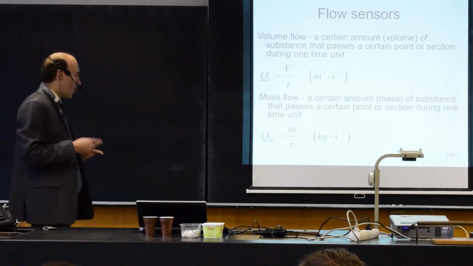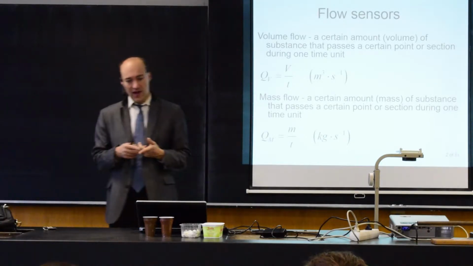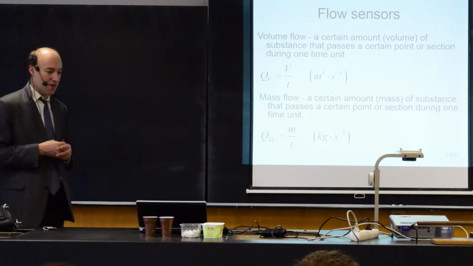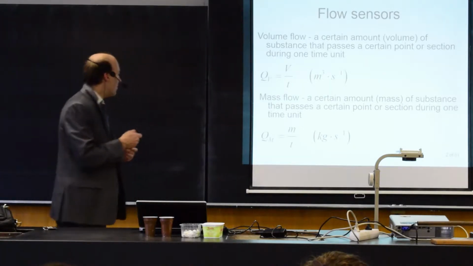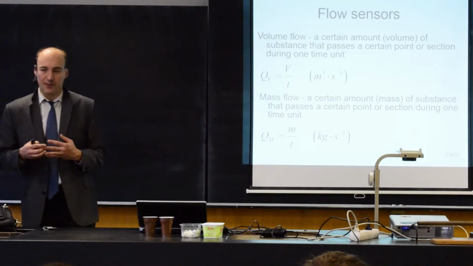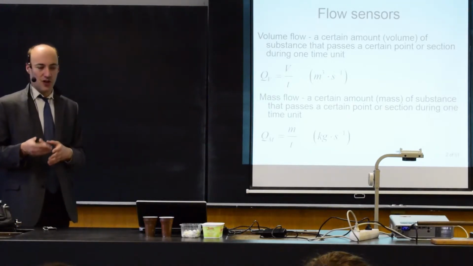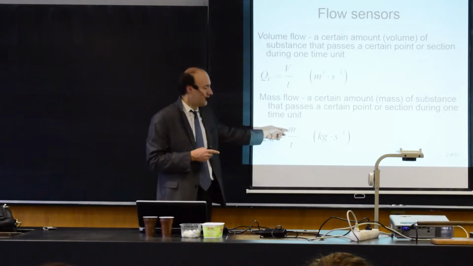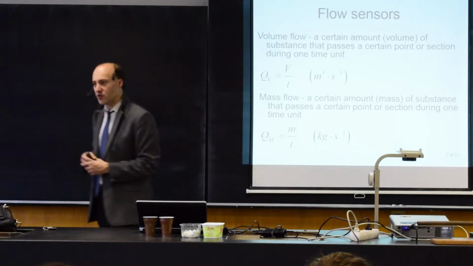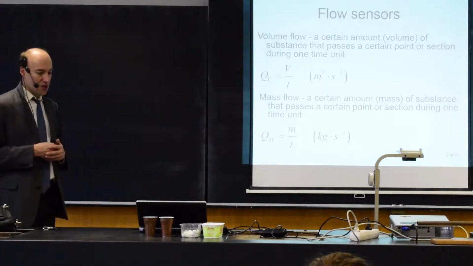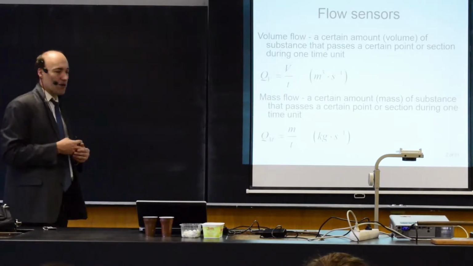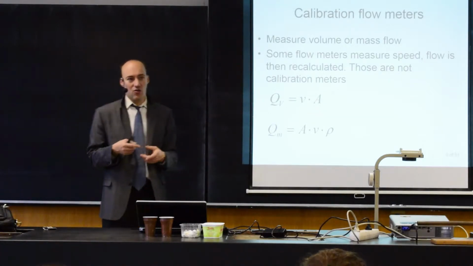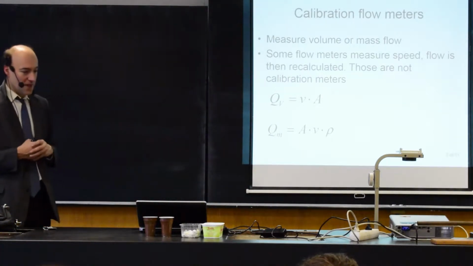So first of all, volume flow is defined as some amount of liquid or fluid that flows through some given area, but this amount is given as a volume. So for example, cubic meters per unit of time. Mass flow, on the other hand, is defined as an amount of mass flowing through some given cross-section per unit of time. So the units here will be, for example, kilograms per second. And if we know density, then we can recalculate between the two kinds of flow.